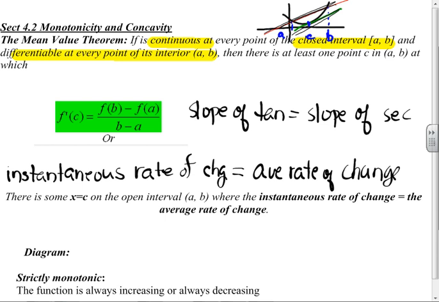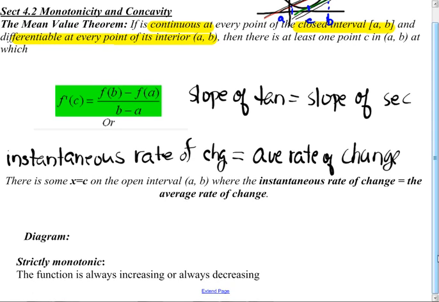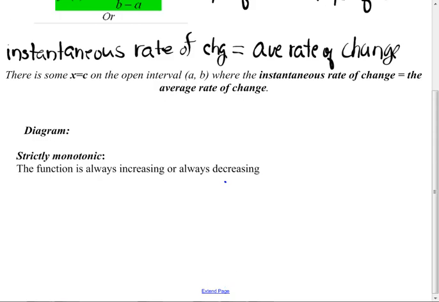Okay, that was 4.2, first part of 4.2. The second part is, is this strictly monotonic? I don't care if you know the word, but if you want to say a function's strictly monotonic, then you're saying that the function's always increasing or always decreasing. So it might look like this, or it might look like this.